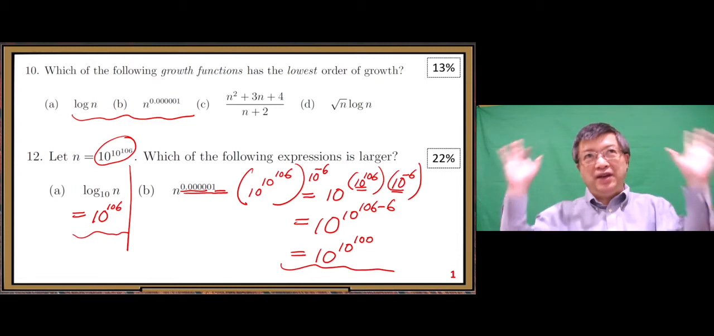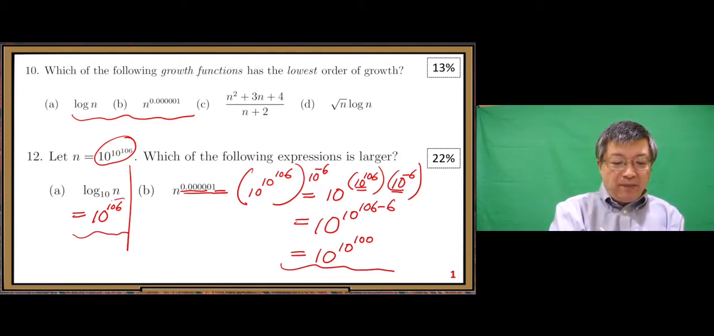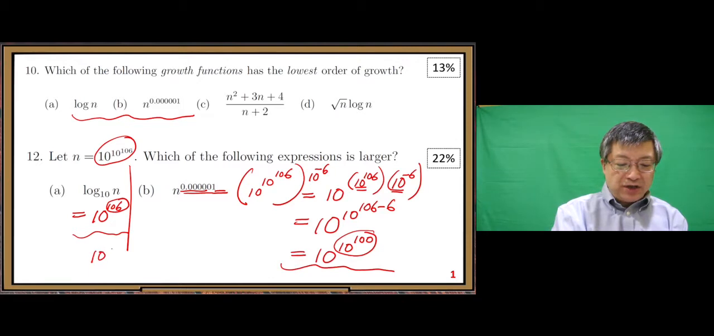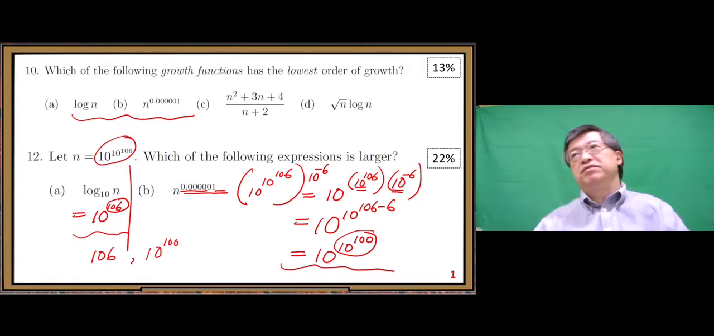Two numbers, okay, all right. So same base, we only compare exponent numbers. How about that? One side, only 10^6. The other side, 10 to the 100th power. How much is the difference? Look at that. How big is the difference?